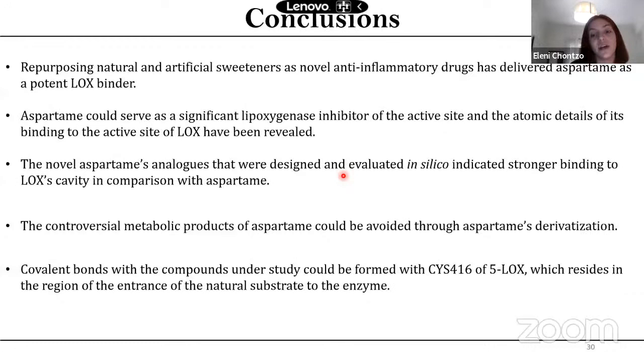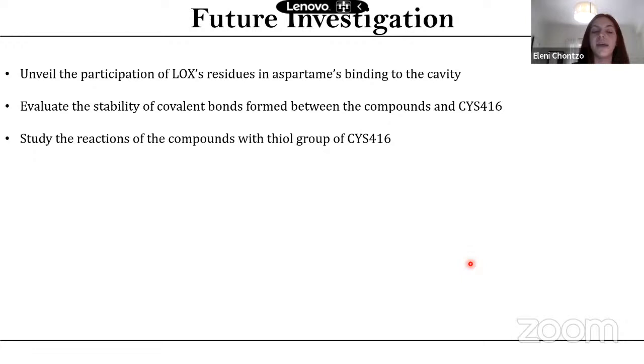Also, we should take into account at this point that covalent bonds could also be created with cysteine 416 in order to block the arachidonic acid entrance to the substrate. Some possible future investigations are unveiling the participation of LOX residues in the transport of the substrate to the cavity, evaluation of the stability of the formed covalent bonds, and the reaction with the thiol group of cysteine and our analogs.